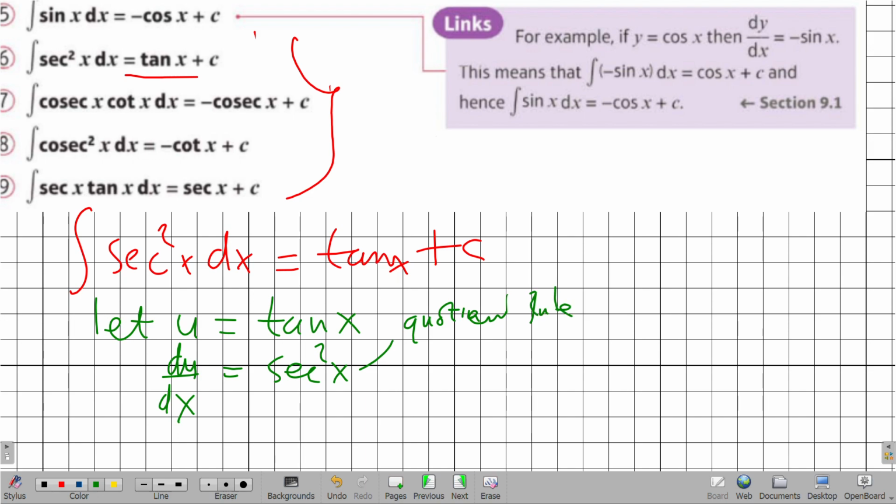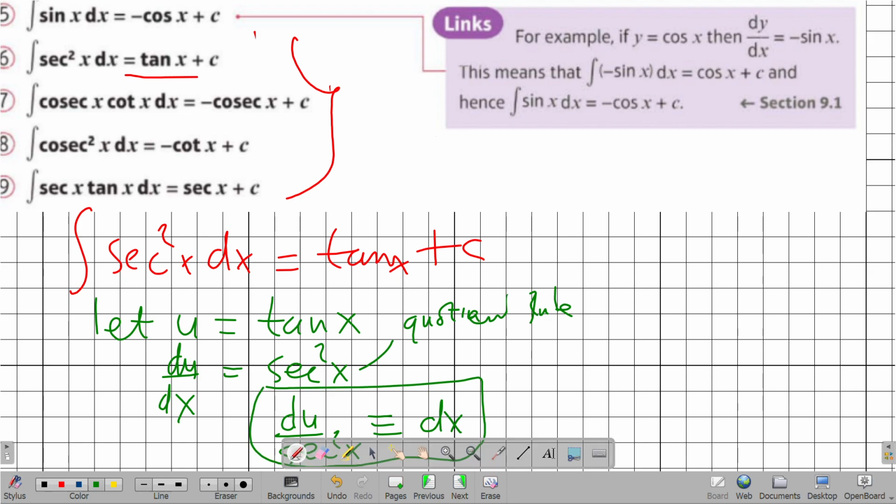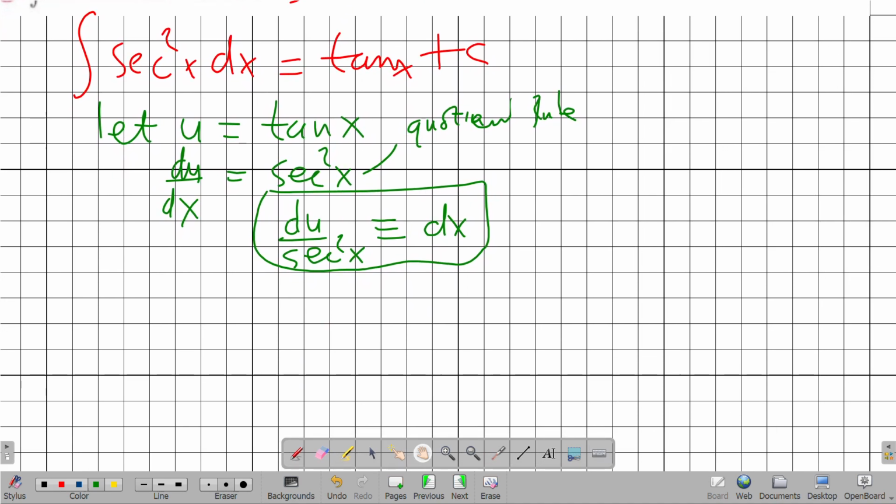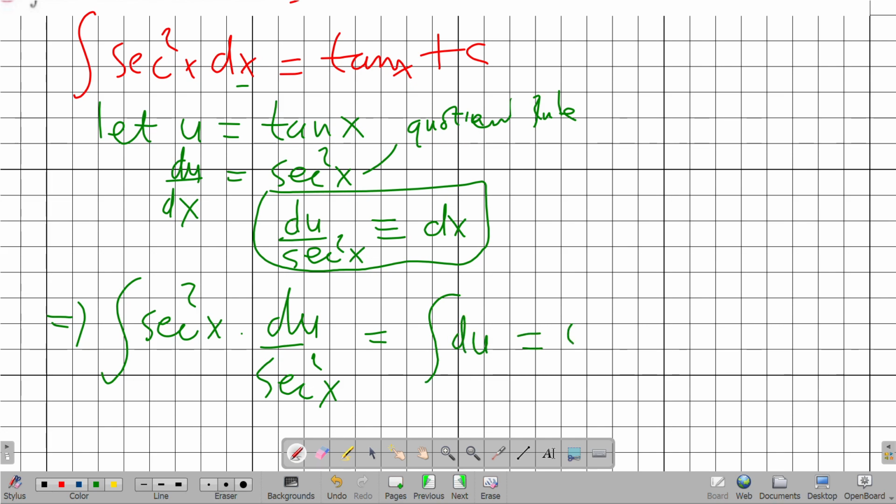This also tells us that du over sec squared x is the same as dx. So we've tied that. Because of that, we can change this and say the integral of sec squared x. We are using u, so we are going to change dx and put du over sec squared x. And this just reduces to the integral of du, which is equal to u plus c.